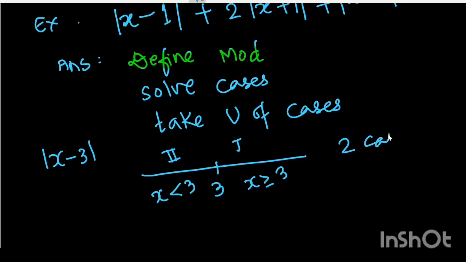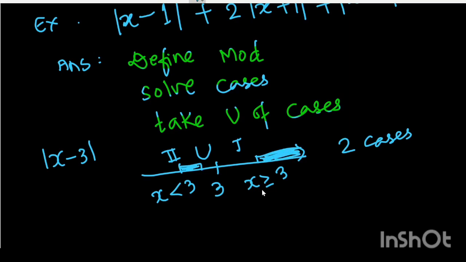And after solving each of the cases, we have to take the union of the cases. Okay guys, so we have to take the union of the cases. If you solve each case, you get some solution. Let's say here you got this, here let's say you got this, so the final answer would be the union of this and this. That I will show you.